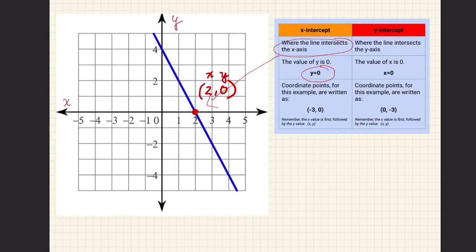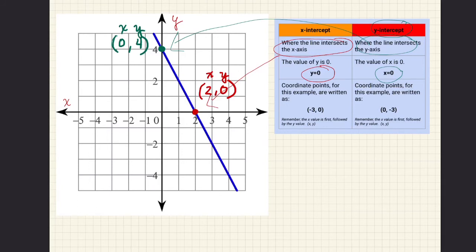Now let's look for the y-intercept. We know it is where the line intersects the y-axis. That one happens right here, where the line intersects the y-axis. Now we know that when we're looking for the y-intercept, x is 0. So this point is written as 0, 4, because x comes before y.